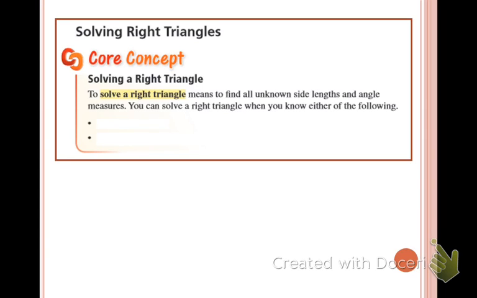Okay, so solving a right triangle means to find all of the unknown sides, or side lengths, and angle measures. You can solve a right triangle when you know either of the following. So I've broken this up into 2 days. Bullet point 1 is what we're doing today. Bullet point 2 is what we're doing tomorrow.